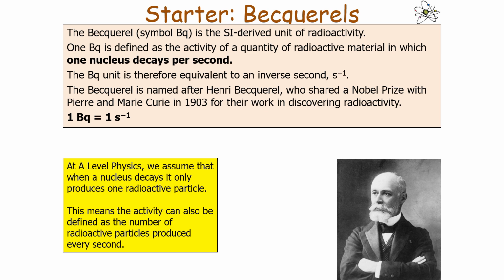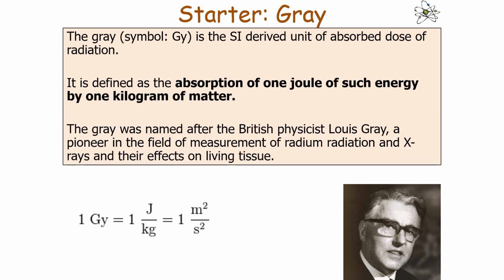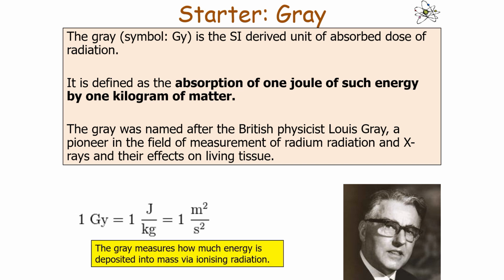Now the next unit of radiation is the Gray. This is the SI derived unit of absorbed dose of radiation. We define a Gray as the absorption of 1 joule of such energy by 1 kilogram of matter. The Gray was named after the British physicist Lewis Gray, who was a pioneer in the measurement of radium radiation and X-rays and their effects on living tissue. Fundamentally, the Gray measures how much energy is deposited into a mass via ionizing radiation.